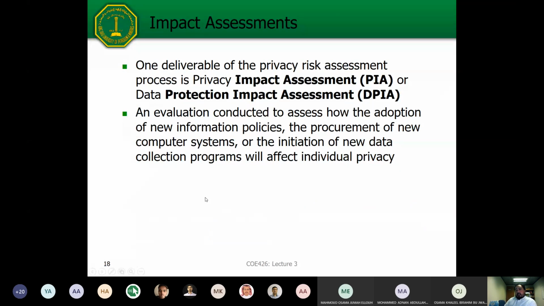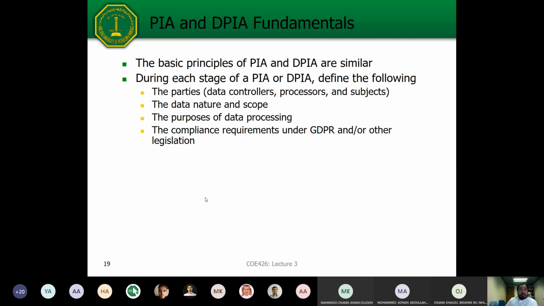The last two slides are about the output of this process. One output is what is called the privacy impact assessment or the data protection impact assessment, PIA or DPIA. In GDPR, they call it DPIA. It's just like a report, a deliverable article that assesses the impact of privacy in this organization.